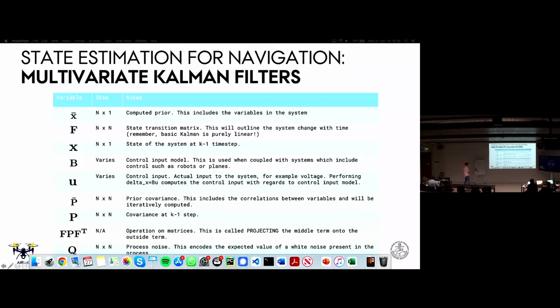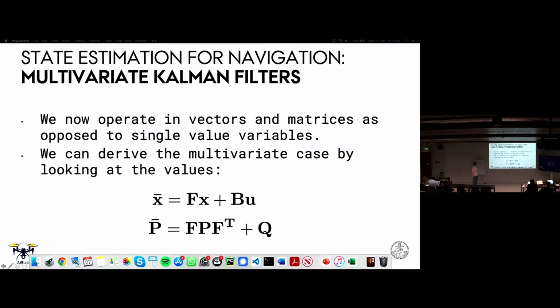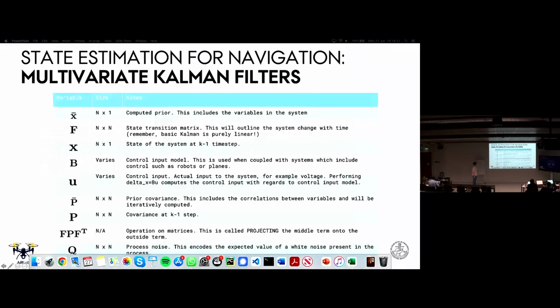The FPF transposed. This is an operation of matrices. It's called projecting the middle term onto the outside term. This is a computation of matrices multiplied into the measurement space. And Q stands for process noise.